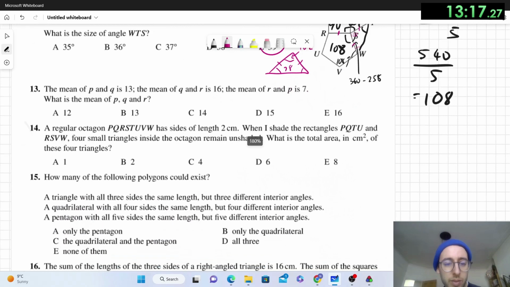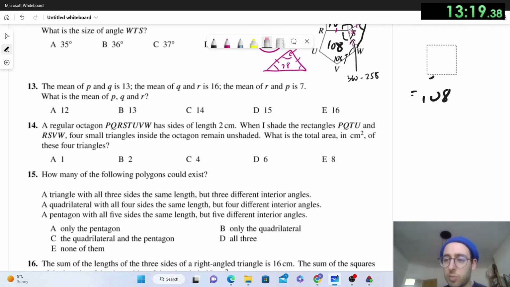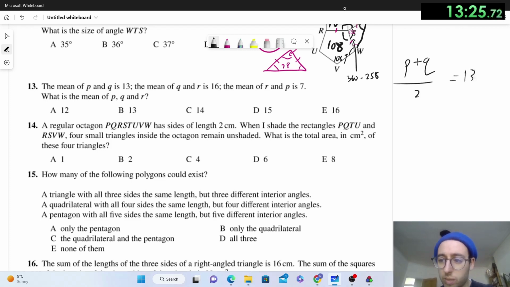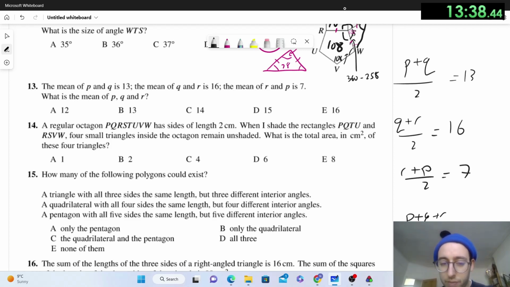The mean of P and Q is 13. Okay, we're going to get some simultaneous equations. So we've got P plus Q over 2 equals 13. Q plus R over 2 equals 16. R plus P over 2 equals 7. And we want to know what's P plus Q plus R over 3. That's what I want to know.